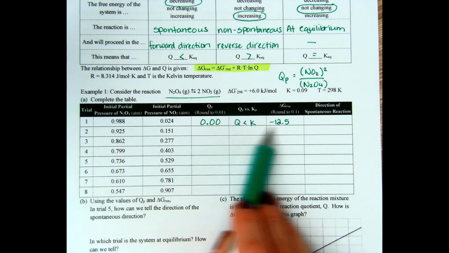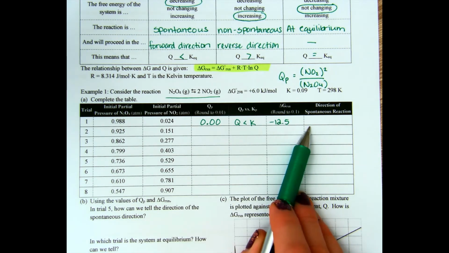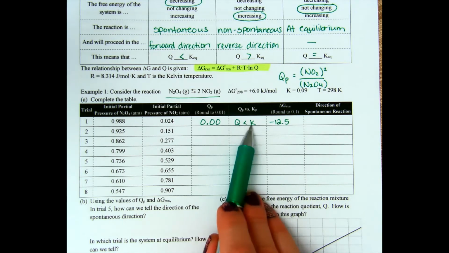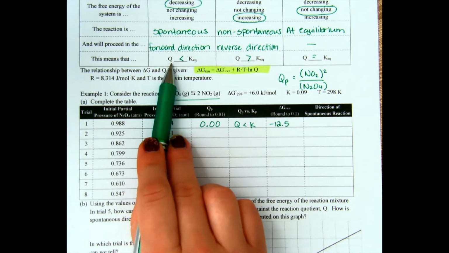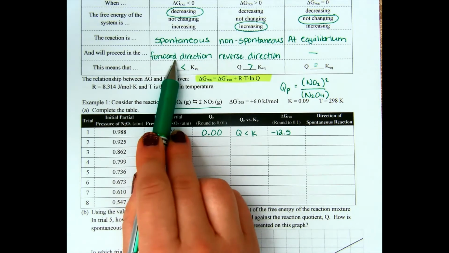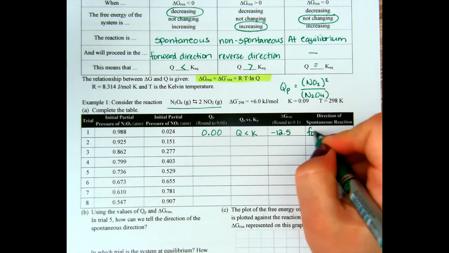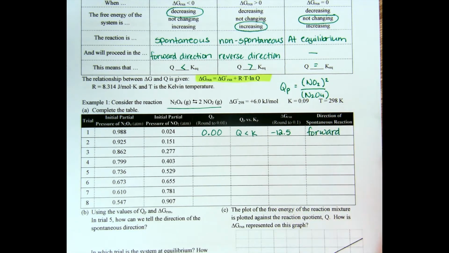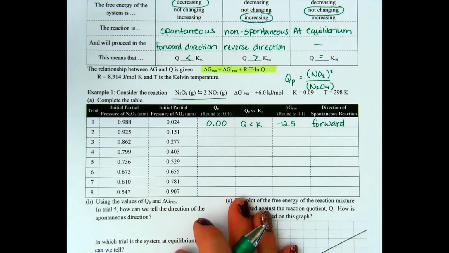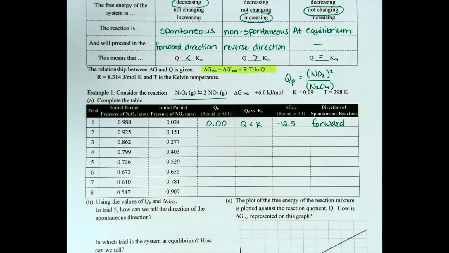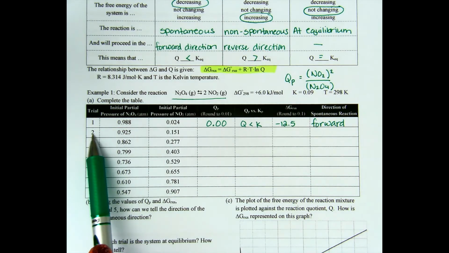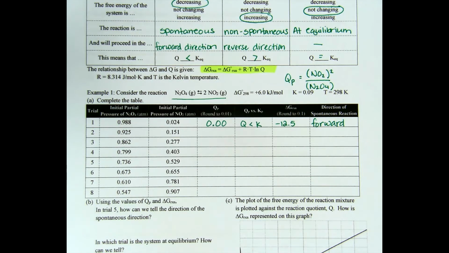Now, in which direction does the spontaneous reaction go? Well, we just look at Q. If Q is less than K, I can refer to my handy chart we made and figure out that it goes in the forward direction. So this is in the forward direction. Okay, so right now I'd like you to pause the video and please complete trials 2 through 8 and then come back to check your work.